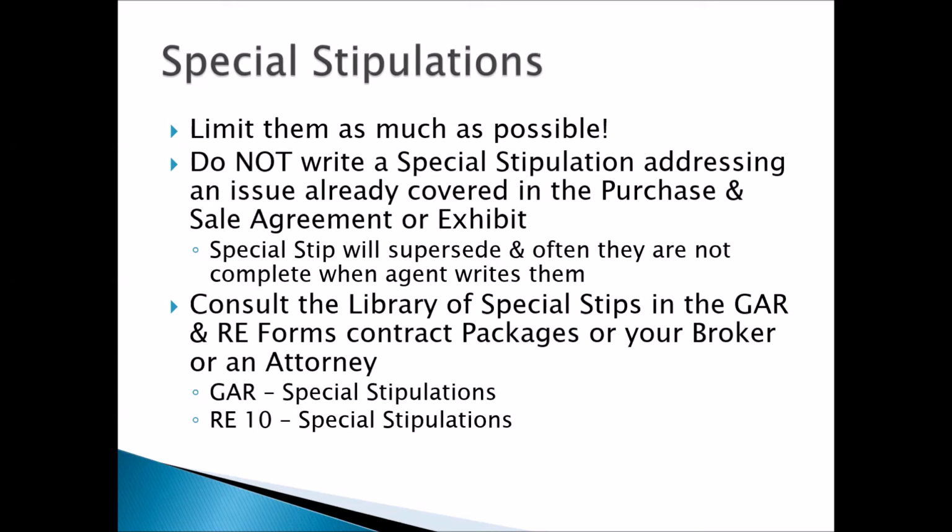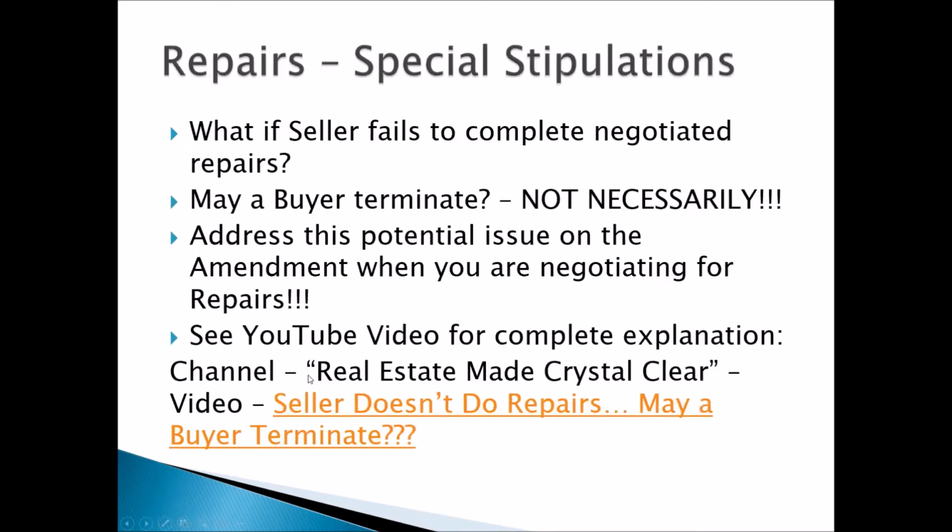You guys, please do not overwrite stuff that's already there. You absolutely do not protect your clients when you think you are protecting your clients. There are two libraries of special stipulations, one in the GAR contract form and one in the RE contract form. They are included in the handouts where I showed you how to download the handouts. You also always want to check with your broker or an attorney to get special stipulations.